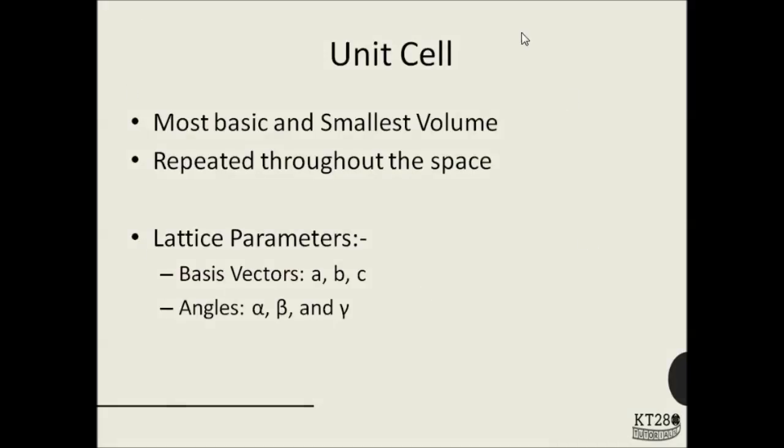So here we have summed up what we have seen in unit cell and lattice parameters. The most basic and smallest volume is the unit cell, which is repeated throughout the space, and lattice parameters are of two types. One is the basis vectors, which are a, b, c, and the other is the angles alpha, beta and gamma. In the case of cubic crystals, a, b and c are equal, and the angles are all 90 degrees.